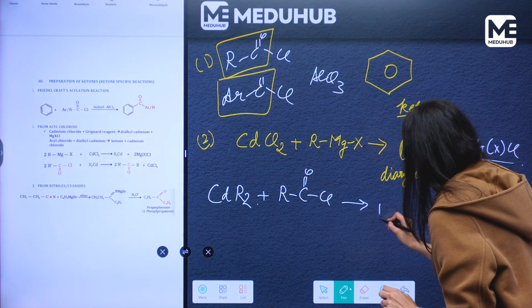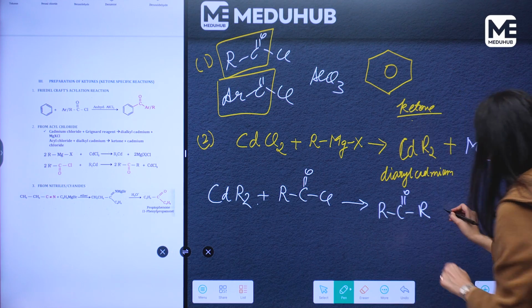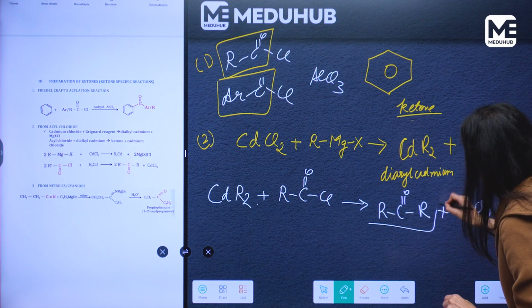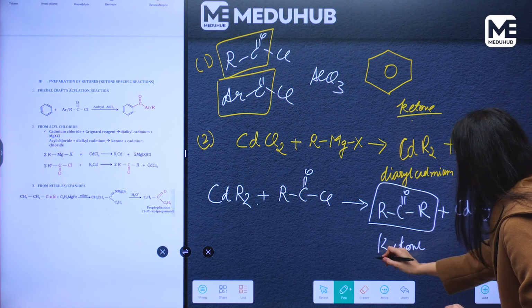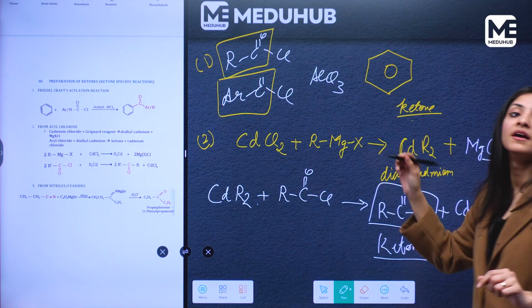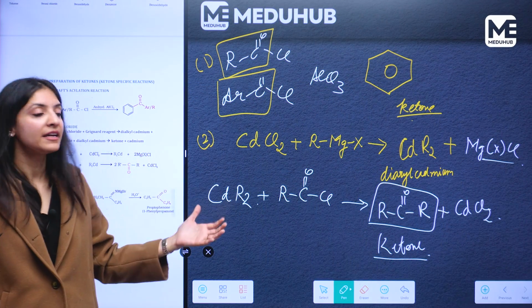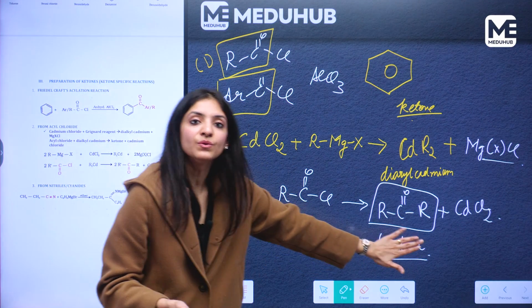We will have RCOR, plus cadmium chloride will be regenerated. So this is how we get a ketone from an acid chloride and cadmium chloride. Cadmium chloride is first reacted with the Grignard reagent, and then the dialkyl cadmium that we get is treated with an acid chloride to give us the ketone here.